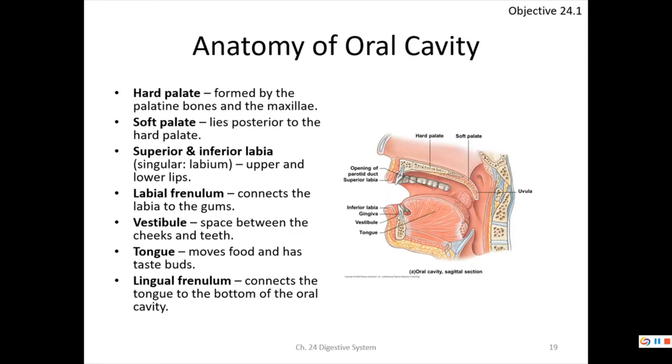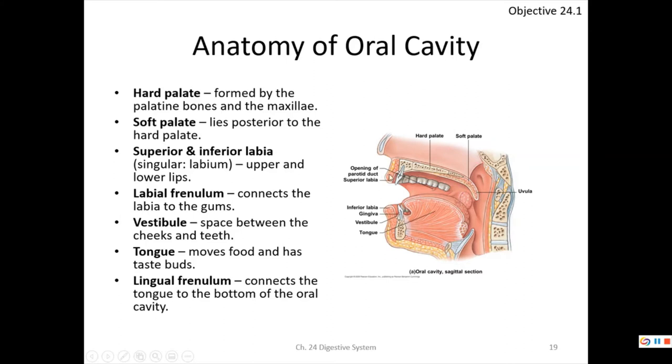Let's see the hard palate. The hard palate is made by two bones, the palatine bone and the maxillary bone. This is the palatine process of the maxillary bone. This is the palatine bone, and this is the rest of your maxillary bone where you would find your alveolar processes. Now, the soft palate is back here, which does contain the uvula, which we talked about.